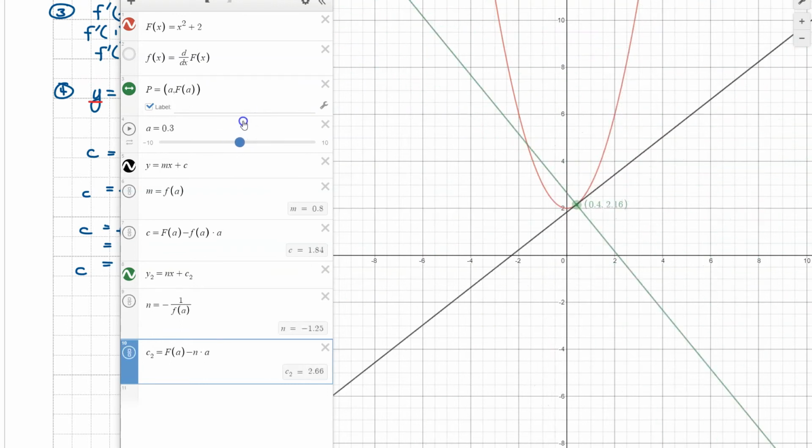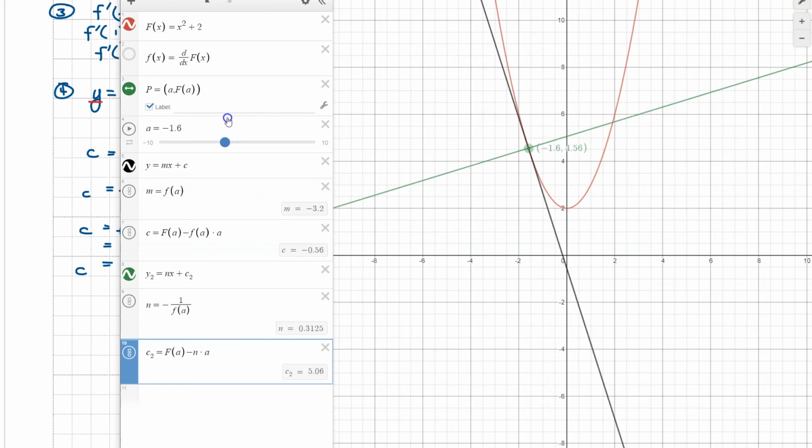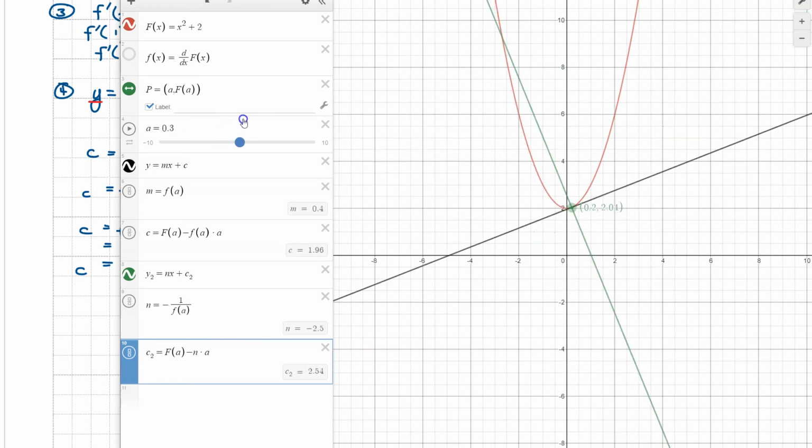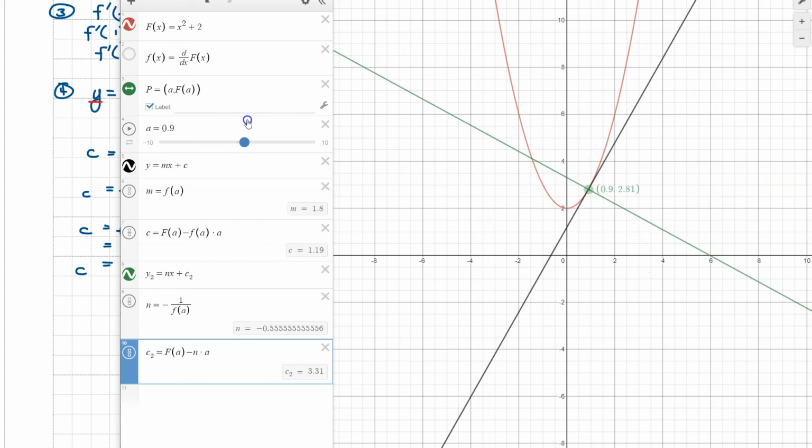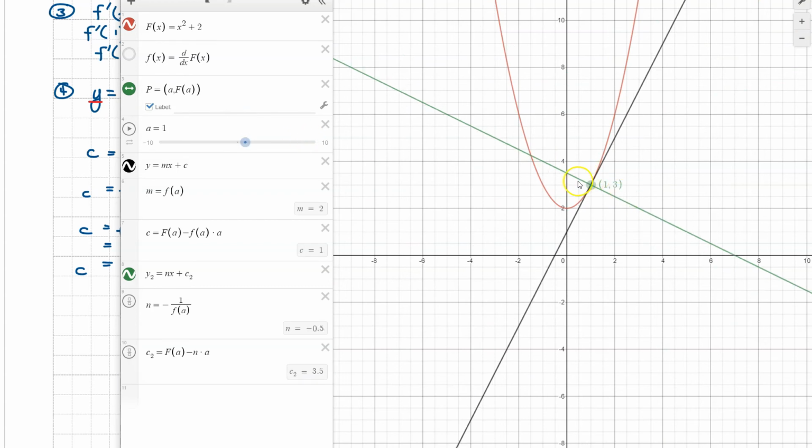So this has been a video on how we calculate the tangent and the normal for any given values of x. In the next video, we'll have a look at doing it for a cubic function.